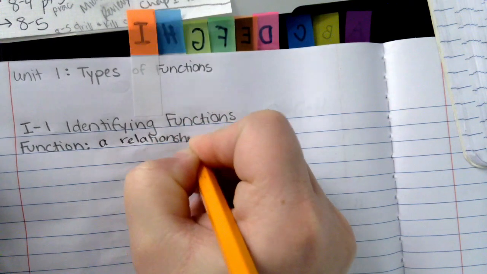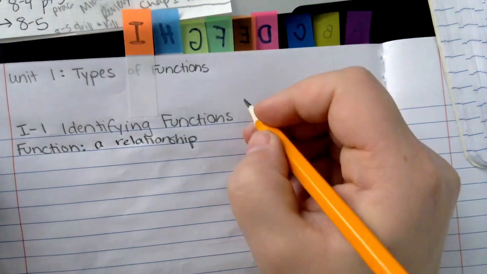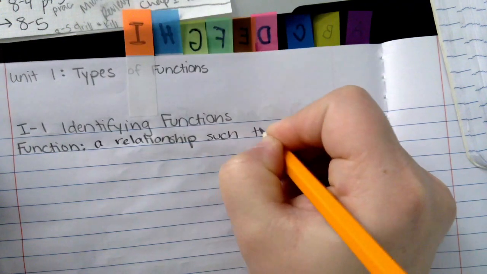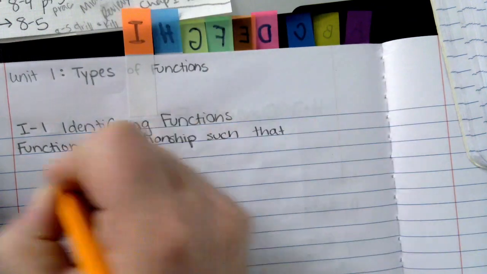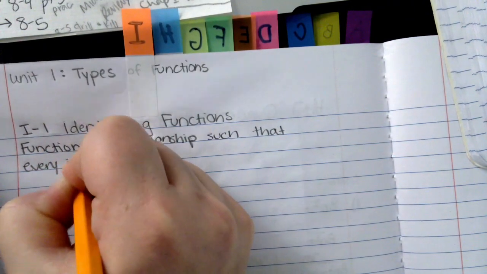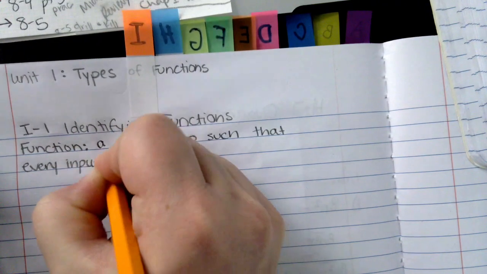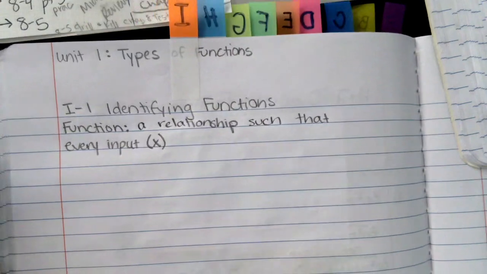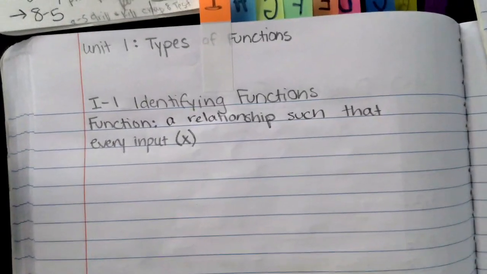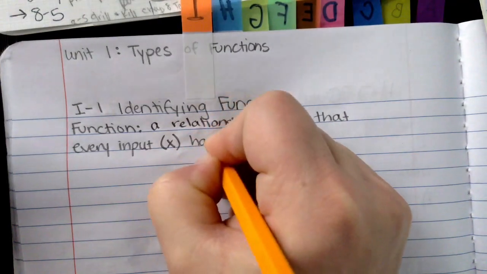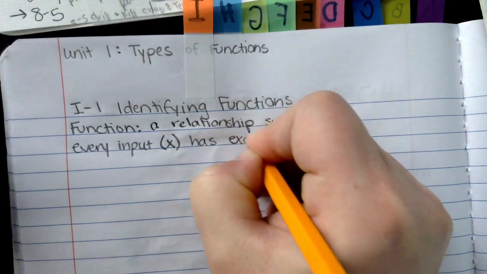every input, which in math our inputs are the x's, every input, has exactly one output. And our outputs are the y's.